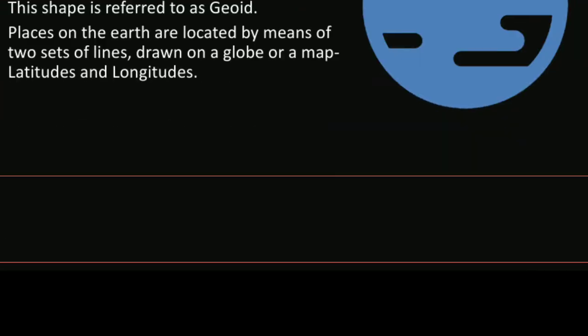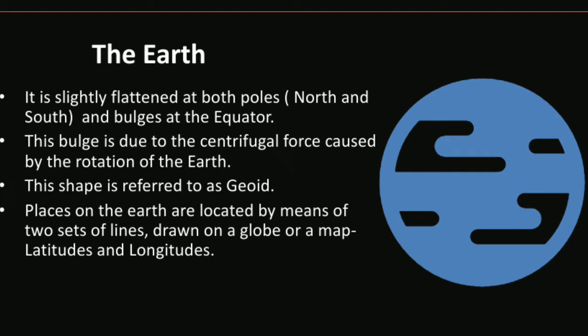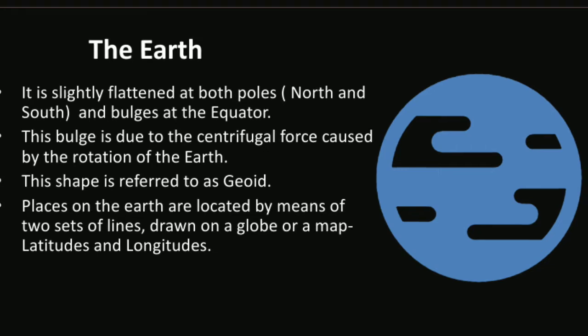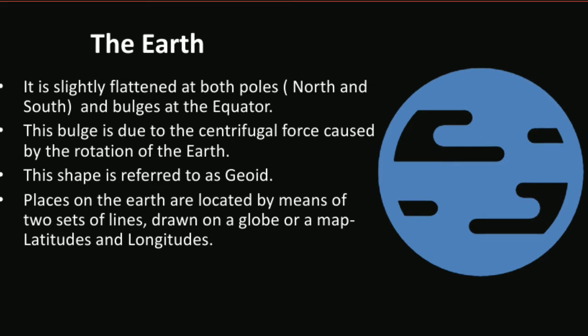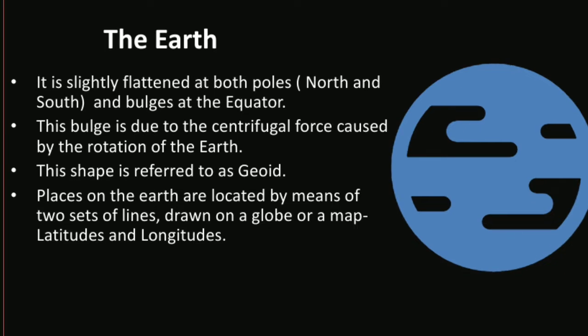Now, let's know more about the earth. It is slightly flattened at both poles, north and south, and bulges at the equator. This bulge is due to the centrifugal force caused by the rotation of the earth. This shape is referred to as geoid. Places on the earth are located by means of two sets of lines drawn on a globe or a map, latitudes and longitudes.